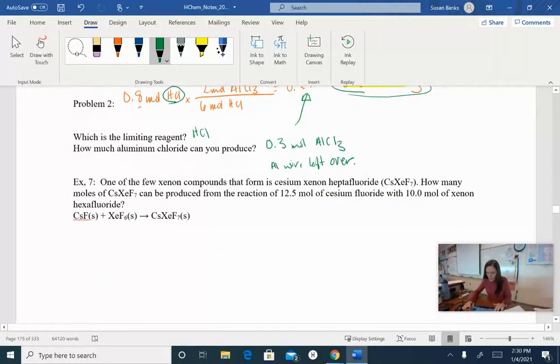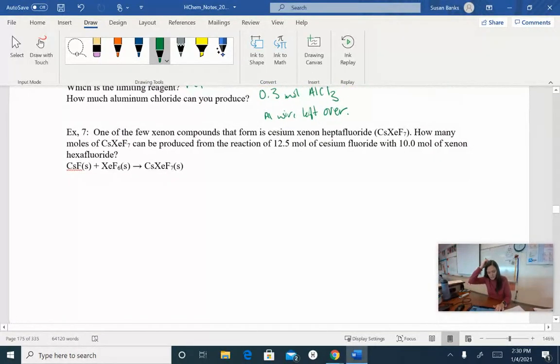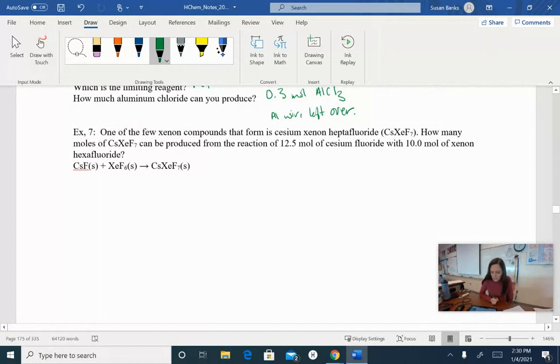Okay, let's look at example 7. One of the few xenon compounds that can form is cesium-xenon heptafluoride. So cesium with xenon and 7 fluorines. How many moles of cesium-xenon heptafluoride can be produced from the reaction of 12.5 moles of cesium fluoride with 10 moles of xenon hexafluoride? So here we have our equation.